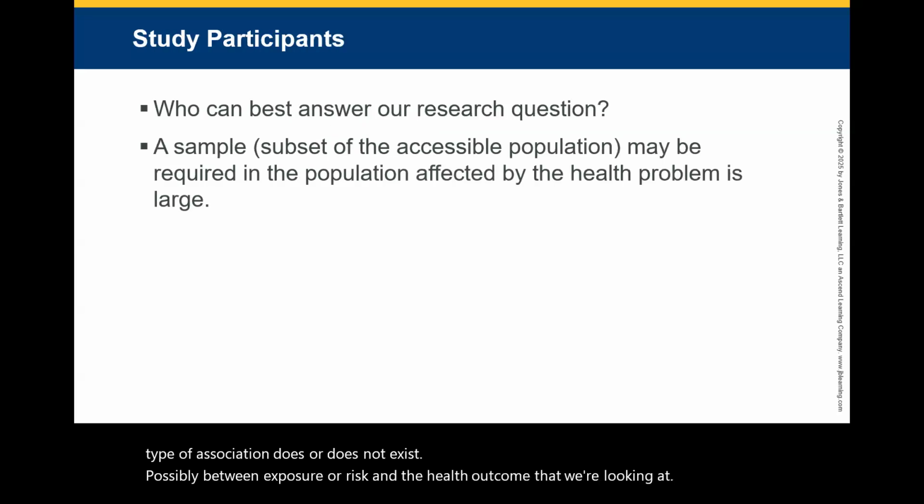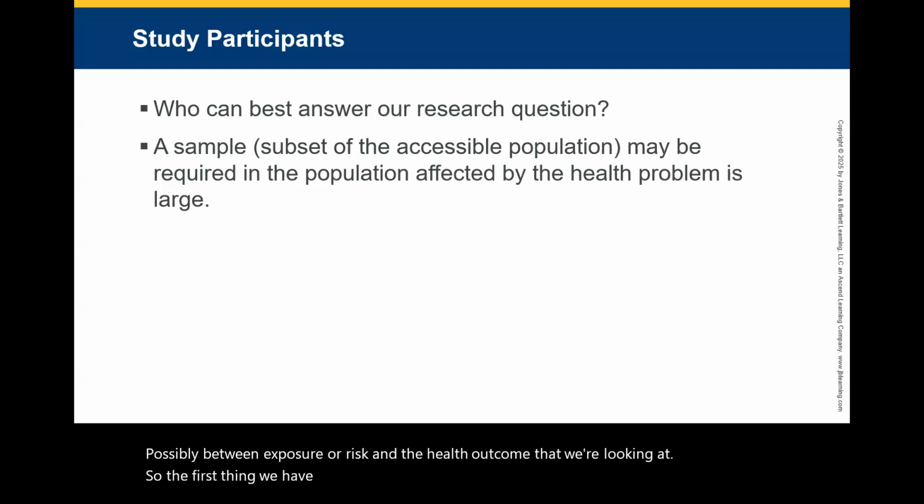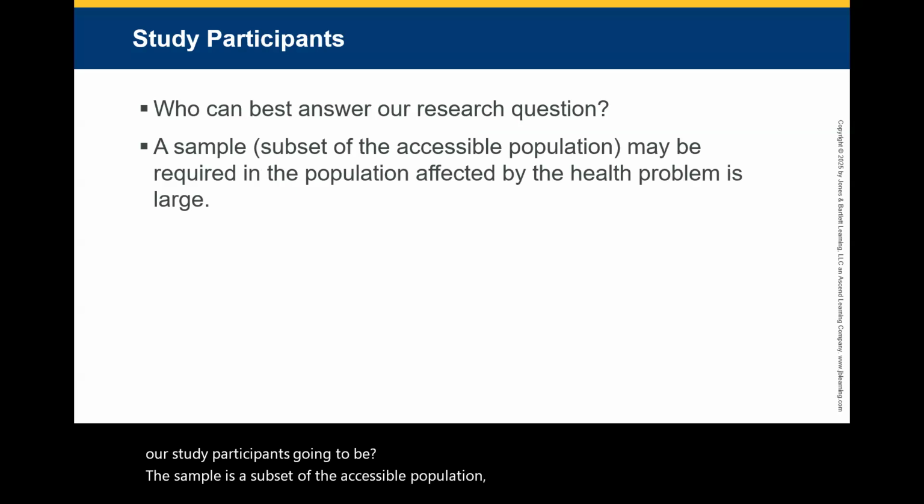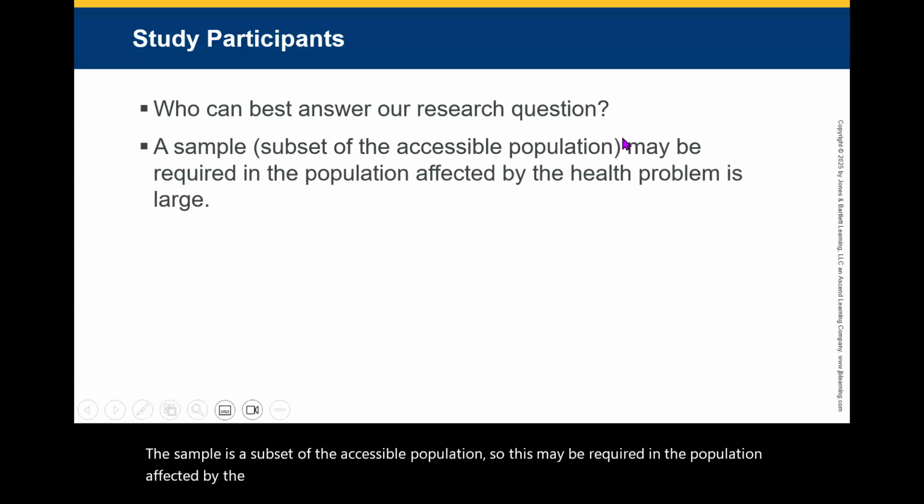So the first thing we have to decide is who is best to answer our research question. So who are our study participants going to be? The sample is a subset of the accessible population. So this may be required in the population affected by the health problem at large.